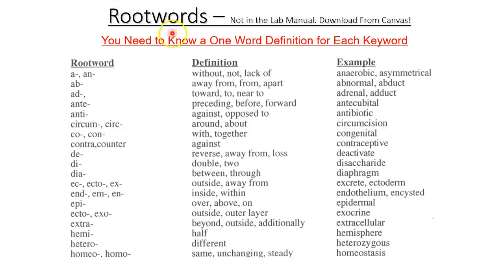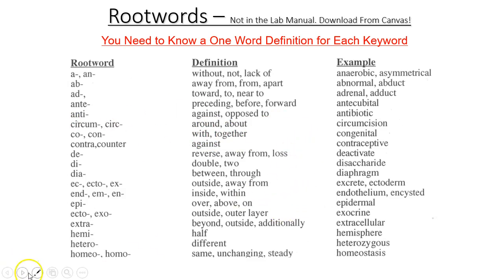And then here are the root words. I'm not going to go through these all because they are in Canvas. You can download that page. You'll have to know one of these words, the root word. This usually will be provided to you. You'll have to know one definition for each word. So on the quiz, I could give you the root word circ, and you'll have to give me either around or about. You don't have to give me both.